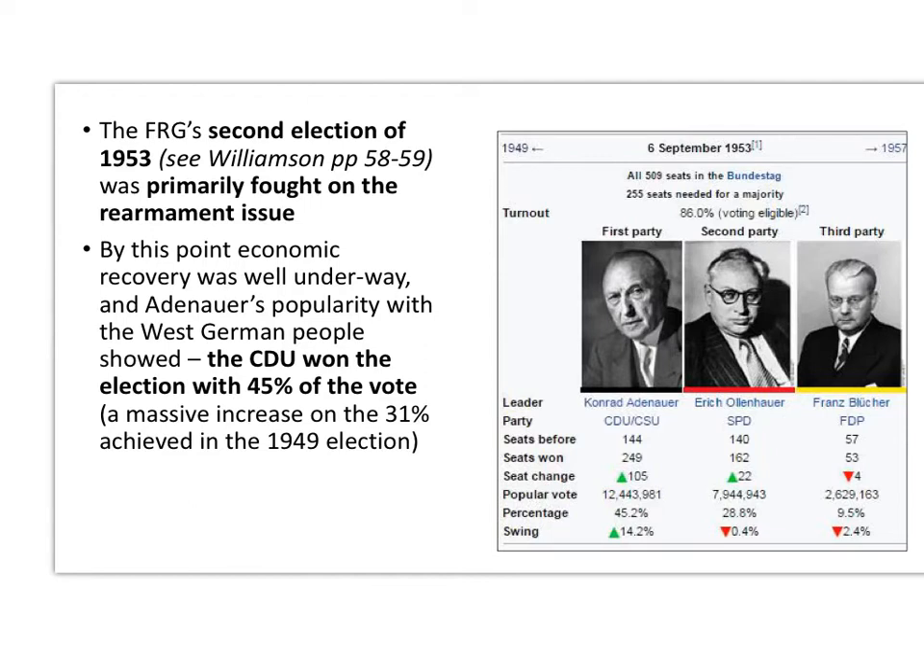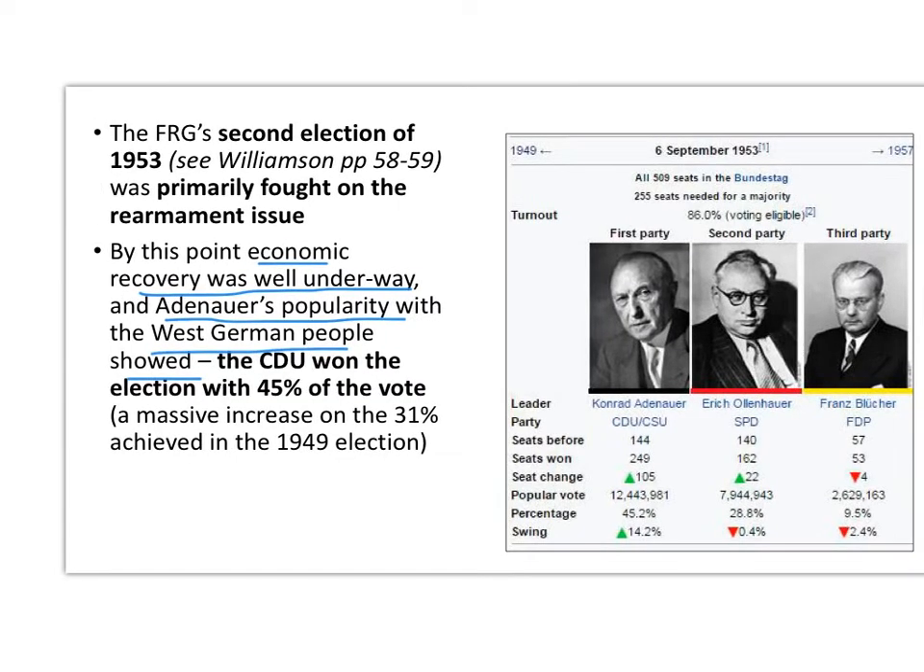Now, by that point, by 1953, Erhard's social market economy was starting to reap fruit. Economic recovery in West Germany was well underway, and Adenauer's popularity with the West German people therefore showed in that election result. Now remember, in 1949 the CDU only won with 31% of the vote, and it wasn't enough to govern by themselves.